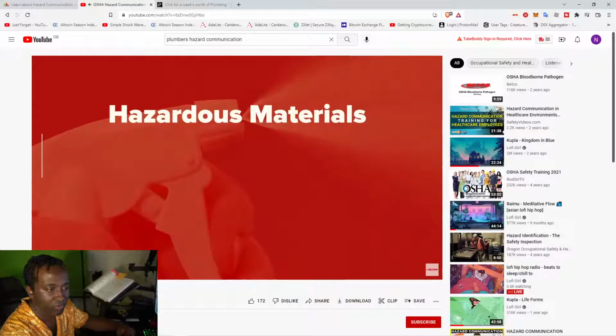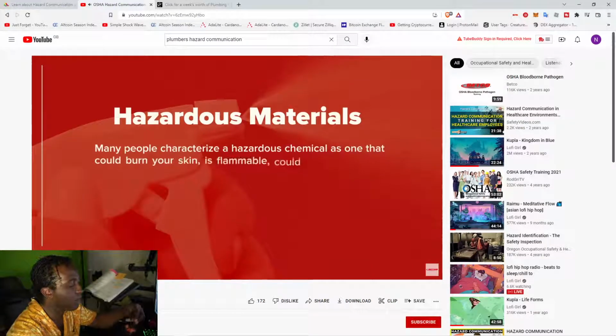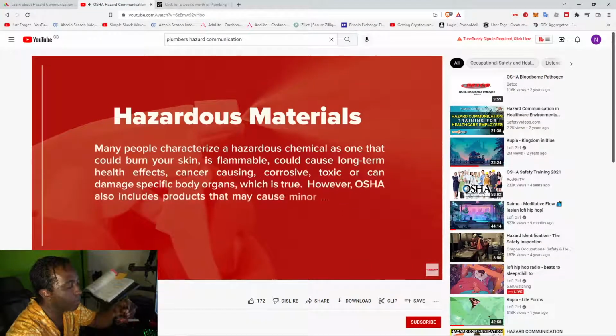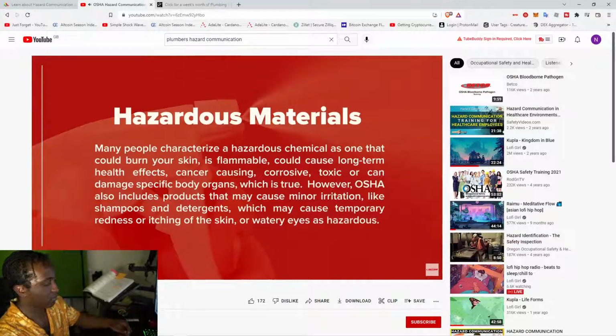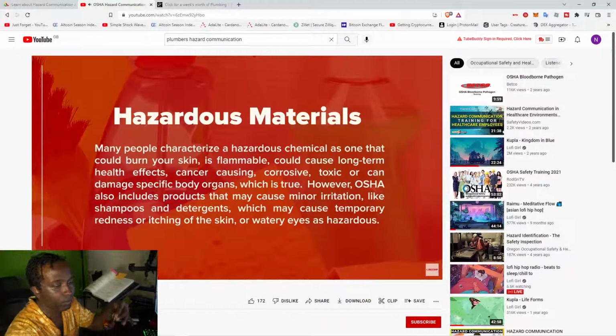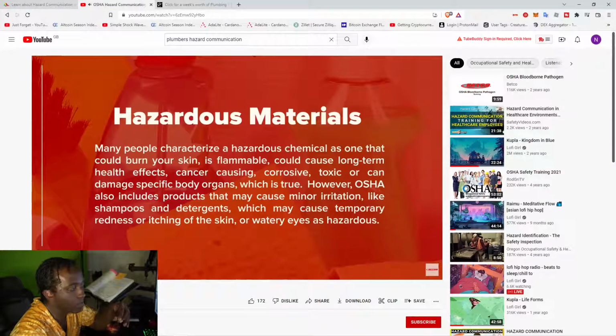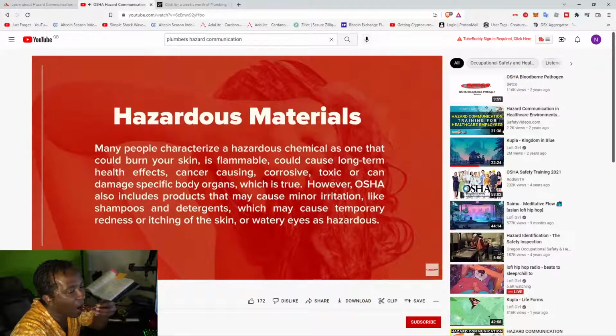Hazardous materials. Many people characterize a hazardous chemical as one that could burn your skin, is flammable, could cause long-term health effects, cancer-causing, corrosive, toxic, or can damage specific body organs, which is true. However, OSHA also includes products that may cause minor irritation, like shampoos and detergents, which may cause temporary redness or itching of the skin, or watery eyes as hazardous.